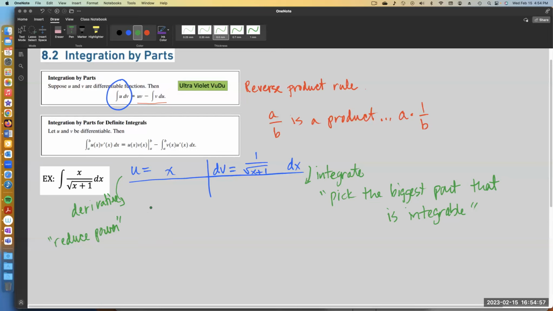And so what I mean by that is that if we put the x here, when we differentiate, doesn't the power of x go down from 1 to 0? Right, now we have no x anymore. We went from x to the 1 to x to the 0. So that's a good thing. If you can reduce the power, you're simplifying.